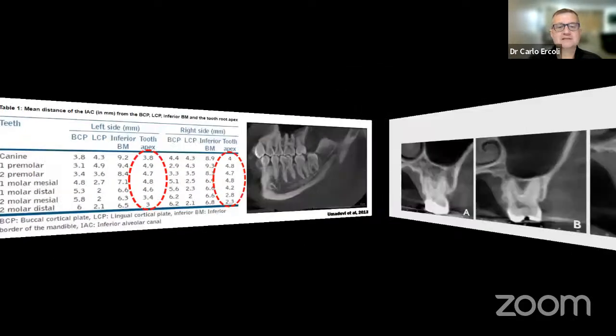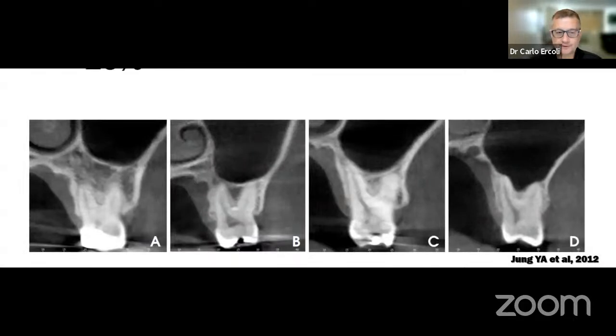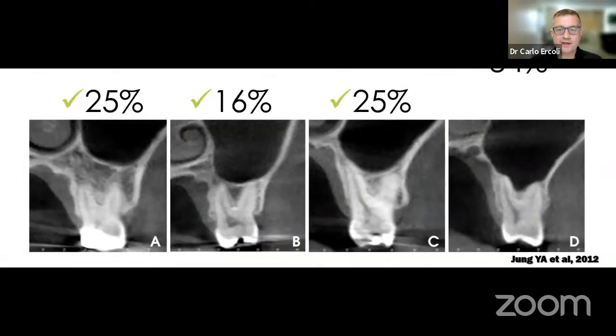What about in the maxilla? Is there enough bone apical to a maxillary molar? Only about 25% of the time, as you can see in the photo on the left side. But the great majority of the time, three-quarters of the time, your sinus either comes close to the root or actually invaginates within the roots. So basically, it does not allow you to have any bone present apical to the tooth.